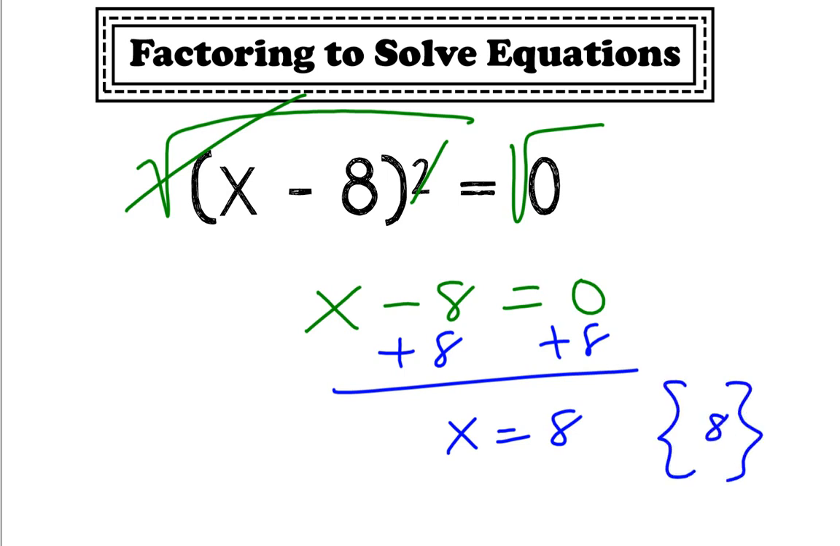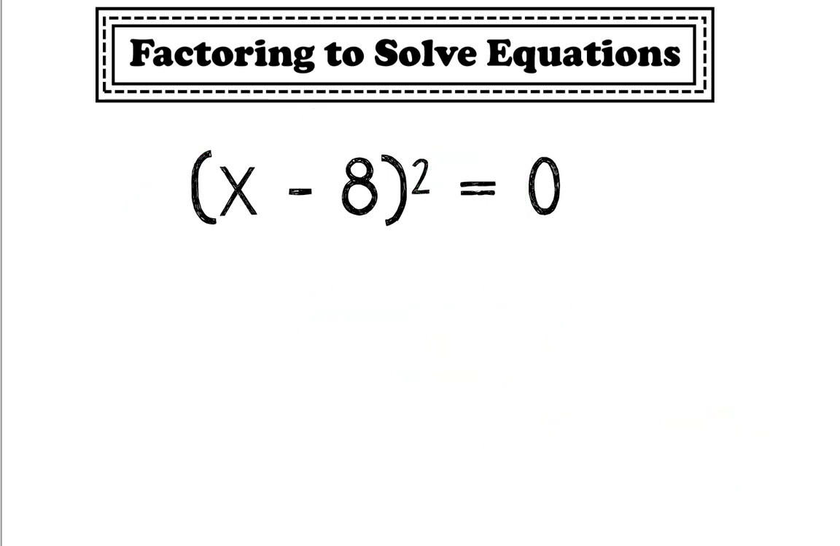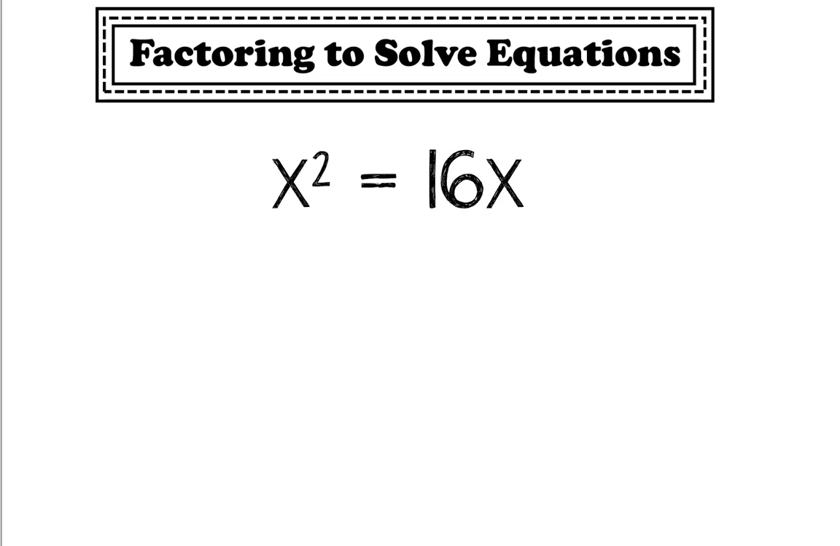Okay? So sometimes you can just square root both sides. That works too. That even works if this number over here is not a 0, because we're not using the 0 product rule. Okay? All right. How about this one?